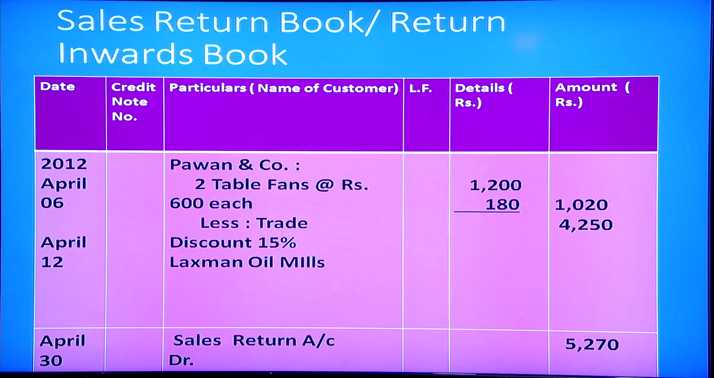And from another purchaser also, some goods have been returned, Lakshmi Oil Mills. The amount is 4250. So the total came to 5270. There on the same line in the particulars column, you have to write sales return account, and in the date column you have to write the last date of that particular month.